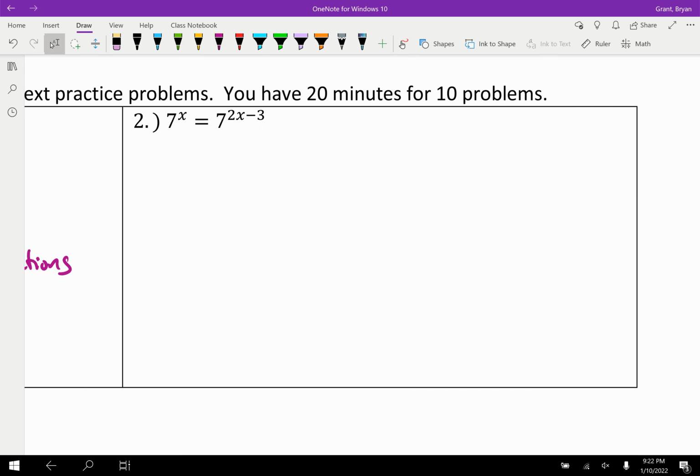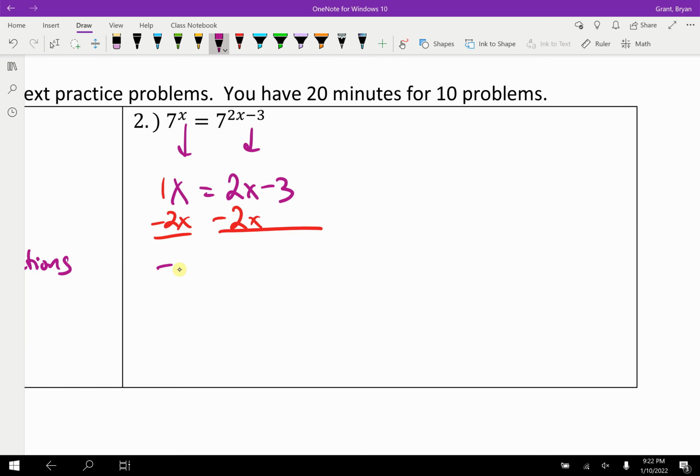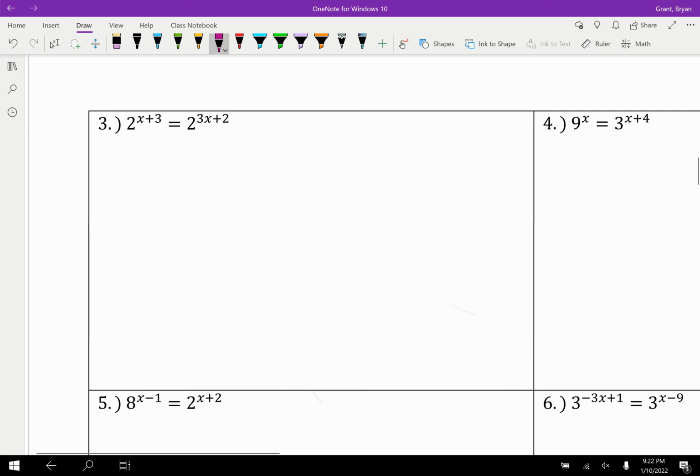All right, same base. Nice, they already did the work for us. So x equals 2x minus 3. Let's go ahead and solve this one. We can subtract 2x from each side. That's not too bad. There's a 1 here. 1 minus 2 is negative 1, or just negative x equals negative 3. And we'll quickly learn that that means x equals positive 3. You could divide or multiply both sides by a negative. Looking good so far. Moving on.